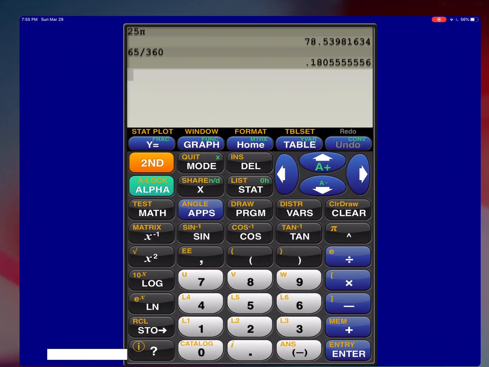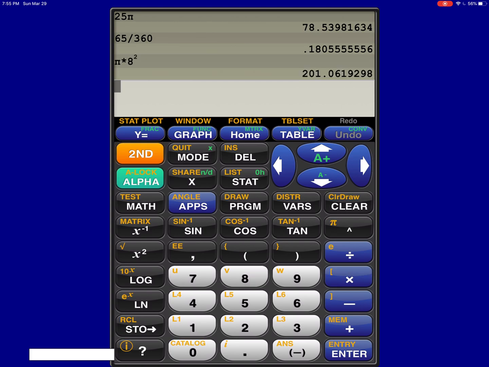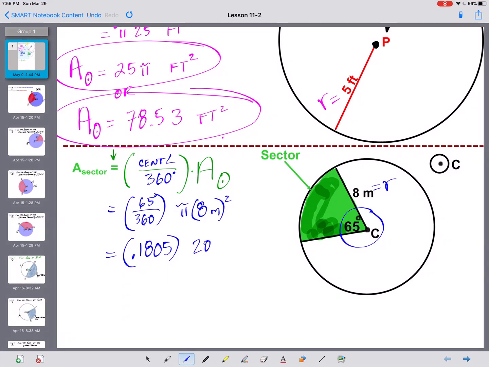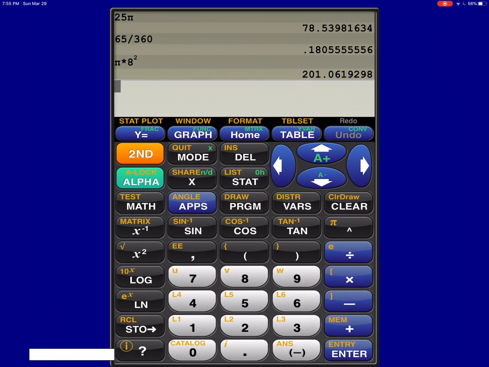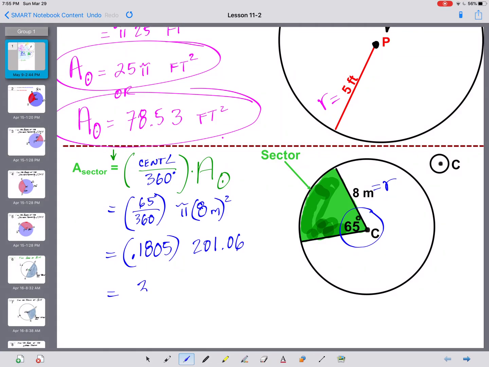Now, 8 squared times pi, or pi times 8 squared. Pi times the radius squared. There it is. Pi times 8 squared. Enter. Nice. 201.06. Let's multiply those together. 201.06 times 0.1805. There it is, 36.29.